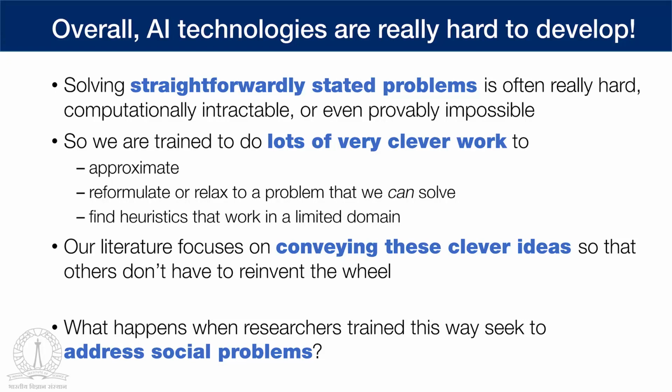And we have a literature that focuses on taking these clever ideas that we've come up with and communicating them to each other. So our viewpoint is really about taking some problem, abstracting it in a clever way, and showing how we're able to get traction on it. And I think when we look at this AI for social impact research community, we're finding out what happens when researchers with this kind of training get pointed at social problems.